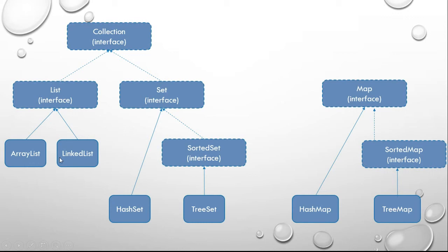For list we have linked list as well. For set we have tree set, which actually implements sorted set. So it stores everything in a sorted way, the objects whatever we insert. Similar with tree map, it also stores everything in a sorted way, sorted by the key. So this is the final hierarchy we have. For list we have array list and linked list. For set we have hash set and tree set. For map we have hash map and tree map.